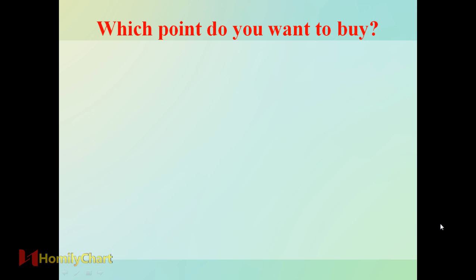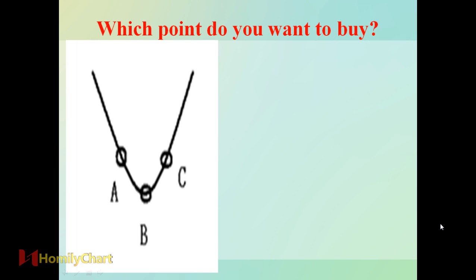Which point do you want to buy? Okay, then we can see that there are 3 points, A, B, C. So which point do you want to buy? A is the point in the downtrend. B is the lowest point. C is the point in the uptrend. So maybe every investor wants to buy the shares at point B because B is the lowest point, but it's very difficult to catch point B. So which point should we buy? Point C, because C is in the uptrend. Just now I already told you, we should catch the buy point in the uptrend.